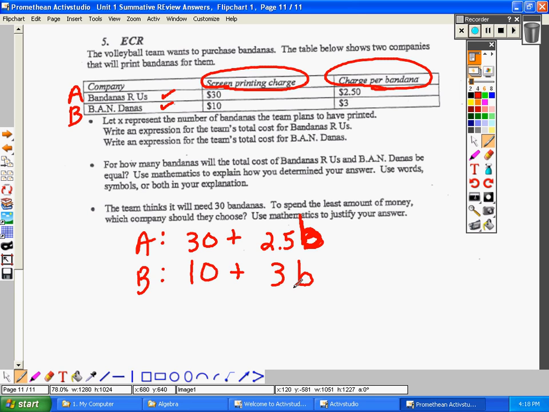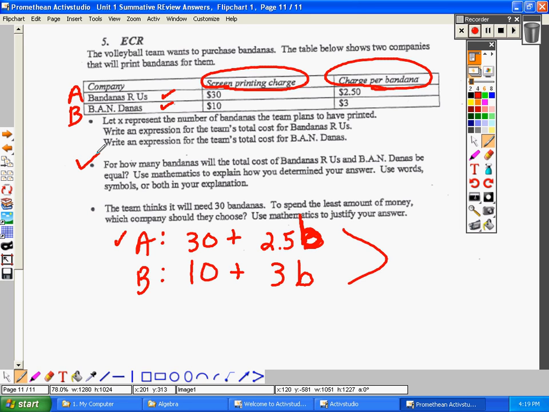B is going to cost only $10, but it actually costs more per bandana. Now, just a quick note, if you analyze the 2 of these, which one's going to cost more if you only buy one bandana? Well, that would be A, because it's already a $30 charge, where this one only charges you $10 to start off. But as you buy more and more bandanas, A eventually is going to be cheaper than B. And that's what I think it asks us for. How many bandanas will the total cost be equal?